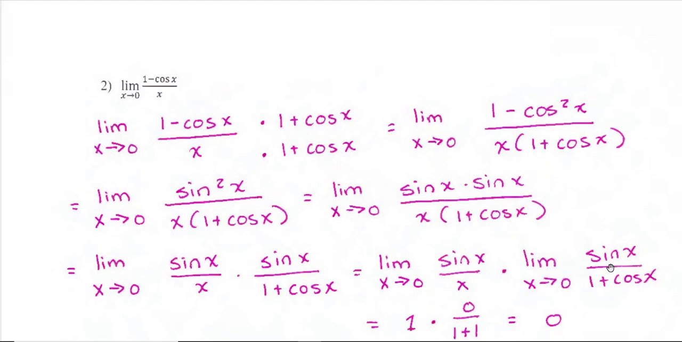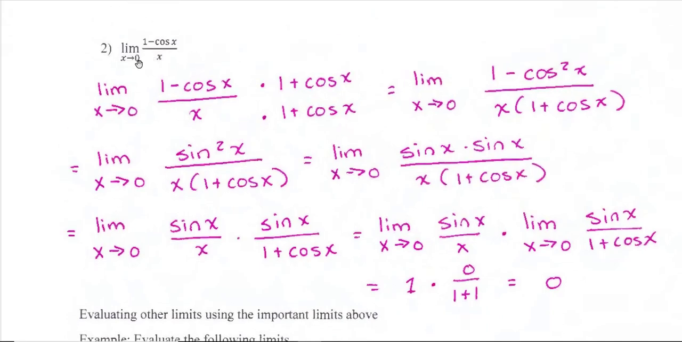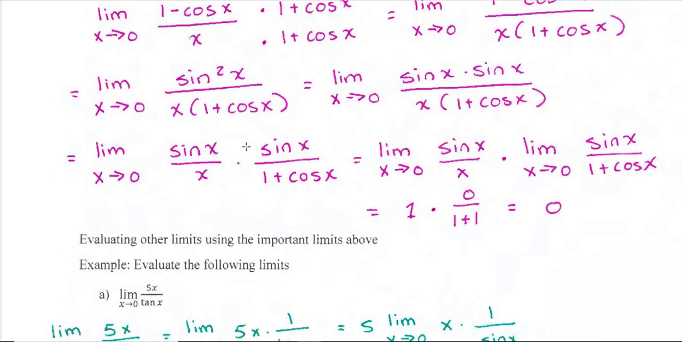Here I can use direct substitution. The sine of 0 is 0 over 1 plus the cosine of 0, which is 1. That gives us 0 over 1 plus 1, which is 0. Anything times 0 is 0. So this limit here, the limit as x approaches 0 of 1 minus the cosine of x over x, is 0. These two special limits will come up in other lessons that we do with calculus of trig, and they are very important. So let's do some applications of them.